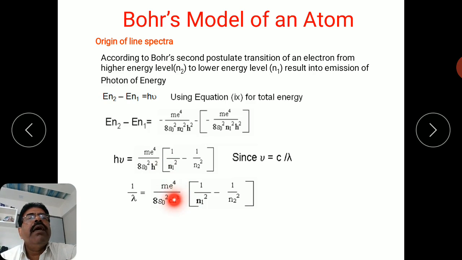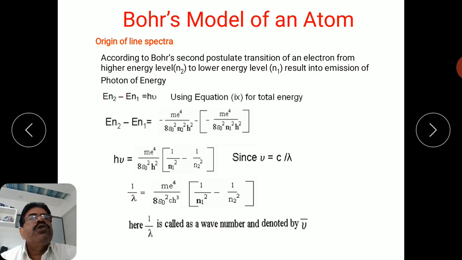So this constant will become me raised to 4 upon 8 epsilon 0 square ch cube, and inside the bracket 1 upon n1 square minus 1 upon n2 square. Okay, so this is 1 upon lambda. Now in spectroscopy, this 1 upon lambda is a very important term, because while representing the spectra, instead of showing the wavelength of the particular spectral lines, it's very convenient to represent the terms by using 1 upon lambda, and this is called a wave number. In spectroscopy, it is denoted by nu bar. So 1 upon lambda is a wave number represented by nu bar, and it has dimension of meter inverse, or in CGS centimeter inverse.